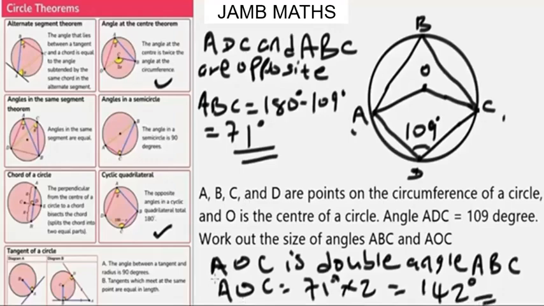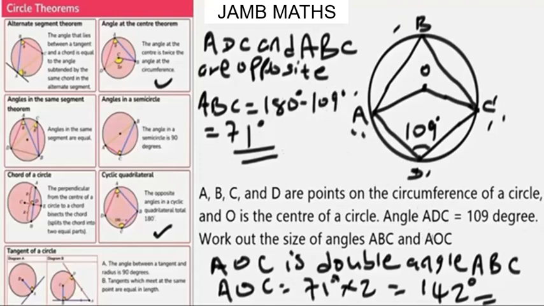Okay, so let's recall what we just did. In the question, how we found 71 degrees: ADC and ABC are opposites. Since they are opposites, we made use of this cyclic quadrilateral. The opposite angles in a cyclic quadrilateral total 180 degrees. So to get ABC, we need to subtract 109 degrees from 180. So when you do it, you get 71 degrees.